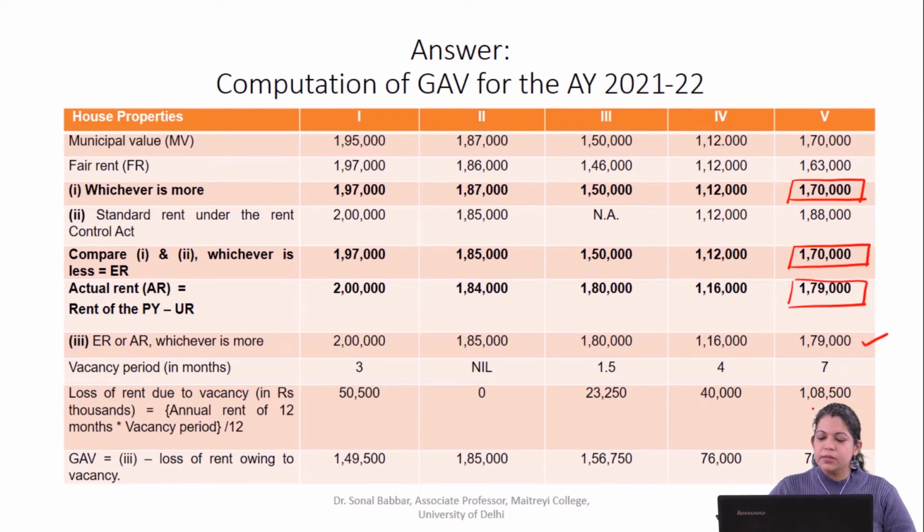And vacancy period of 7 months is given, and therefore 1,08,500 is the loss due to vacancy, and 71,500 will be the GAV.